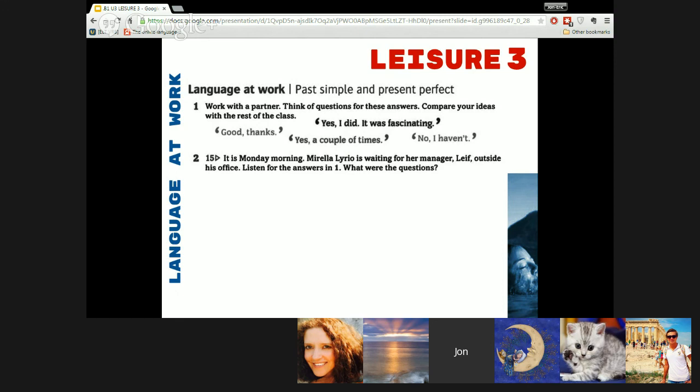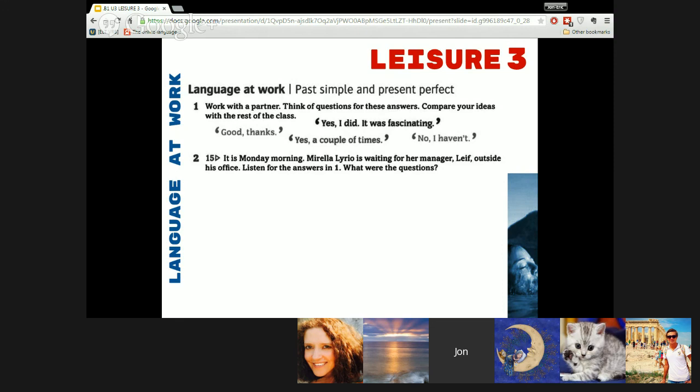Right? Were you climbing a mountain? Look at the verb tense. Yes, I did. Yes, I did. So, did you? Did you climb a mountain yesterday? Did you climb a mountain yesterday, because you know that you're in the Himalayas on vacation? Yes, that's it. Did you climb? Yes, I did. It was a fascinating experience.